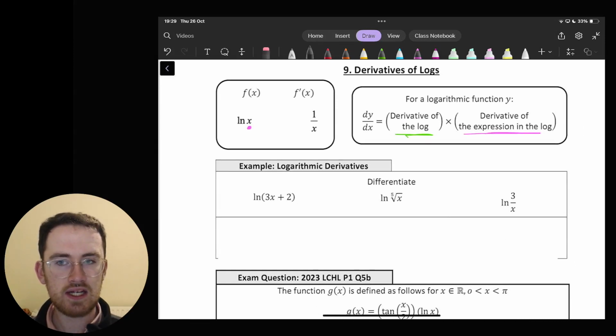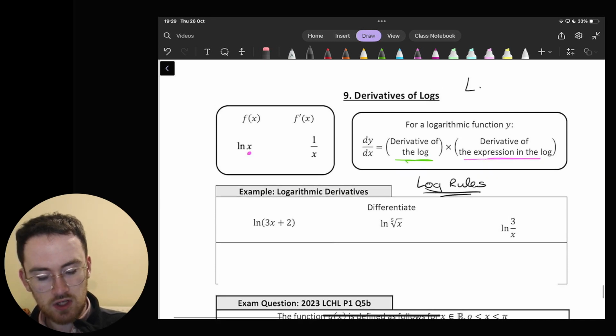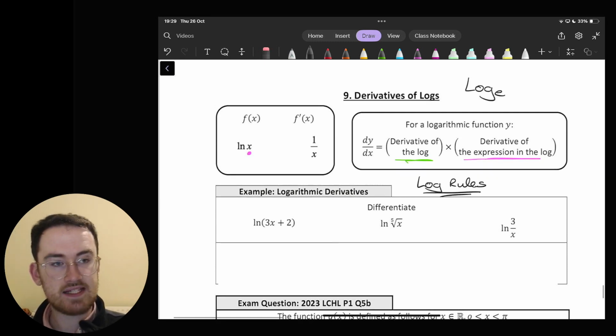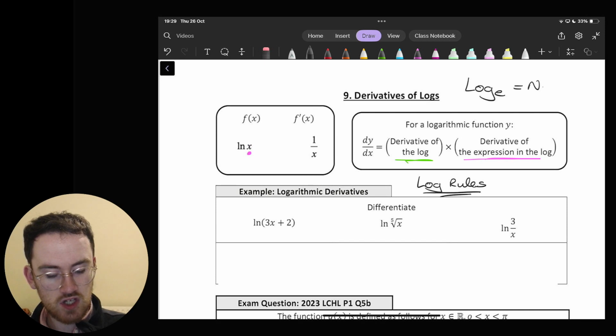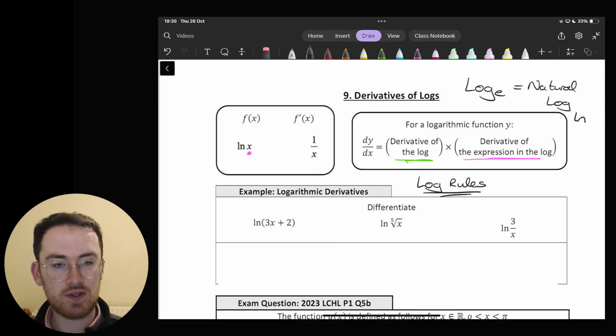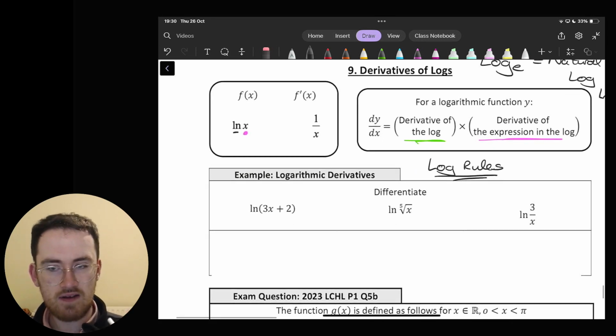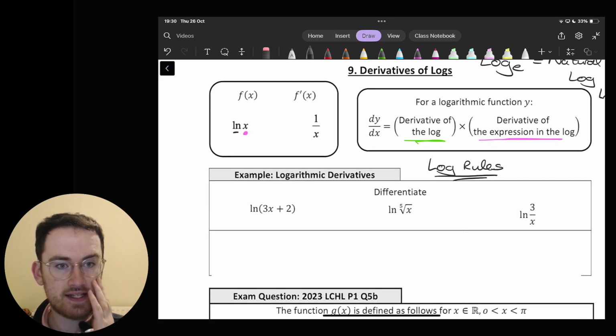The other thing that we need to really be fluent in is our log rules. Okay, so the two things to note here is we need to know our log rules, and lastly, we're looking at logs that are to the base e, which is generally called our natural log. Okay, and it's ln. So in your log tables there, they use ln. That's our log to the base e. So all of these things are very important for what we're looking at in this section.